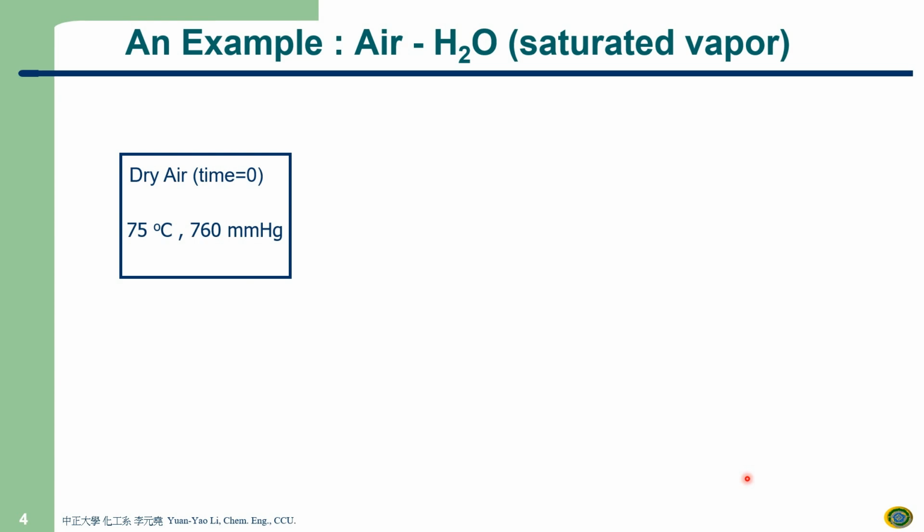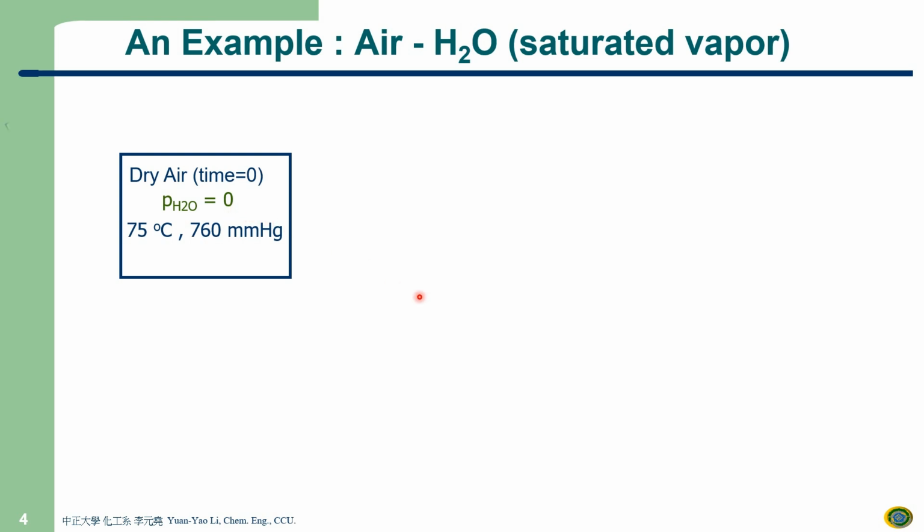So let's think of if I have dry air at a time equal to 0. In the very beginning, this is the system which has dry air. There's no water inside, only air. The temperature is 75 Celsius, and the pressure is 1 atm, which is 760 millimeter mercury. This is the dry air. At that time, the vapor pressure of water will be equal to 0. Of course, there's no water.